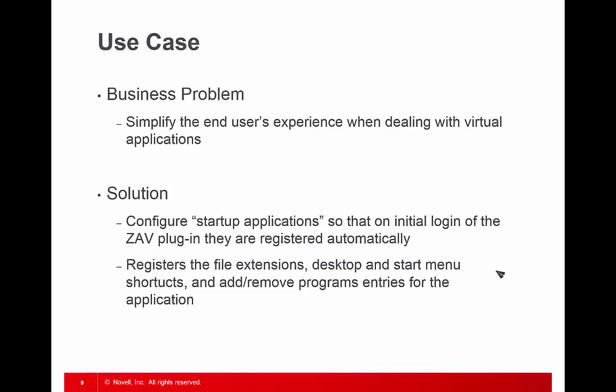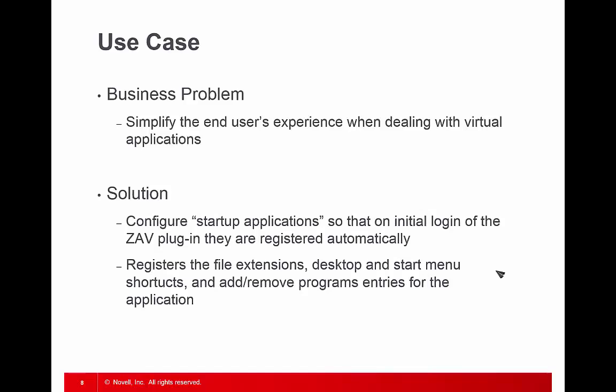So we can configure what are called startup applications so that on initial login of the ZAV plugin they're registered automatically in the system. This registration then registers the file extensions, desktop, start menu shortcuts, and add remove programs entries for the application so that it acts more like a locally installed application.